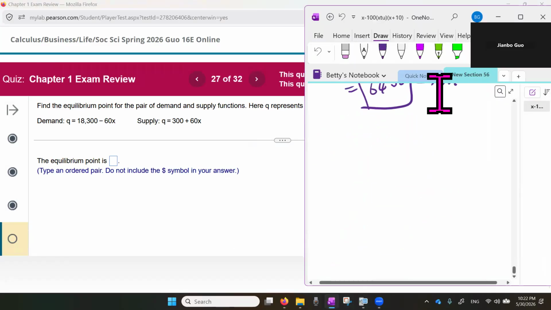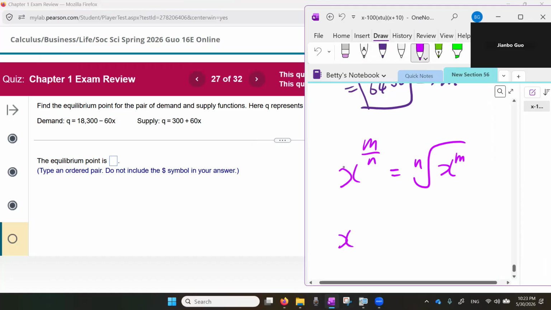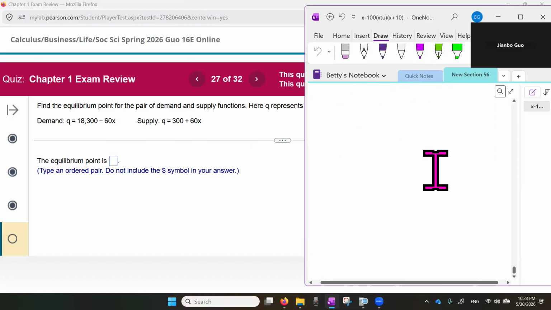The formula we use is this: x to the m over n equals the nth root of x to the power m. Okay, that's the formula. If we have a negative exponent, this is how we remove the negative exponent. Those are the two formulas we used for the previous problem.